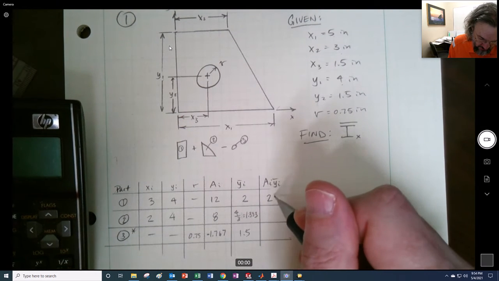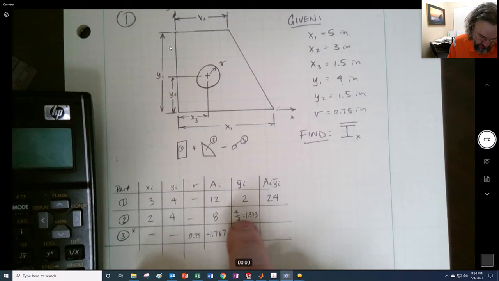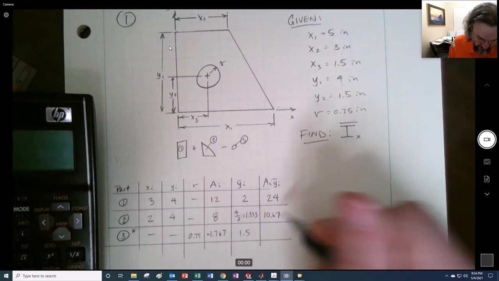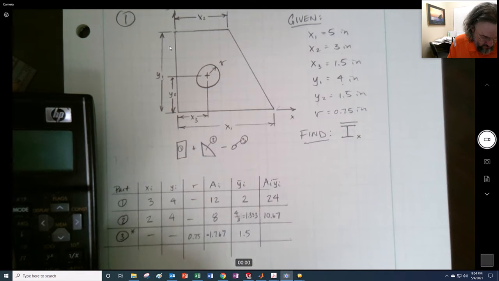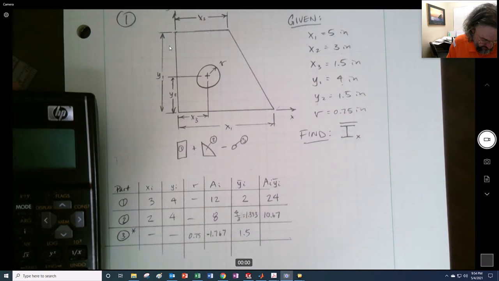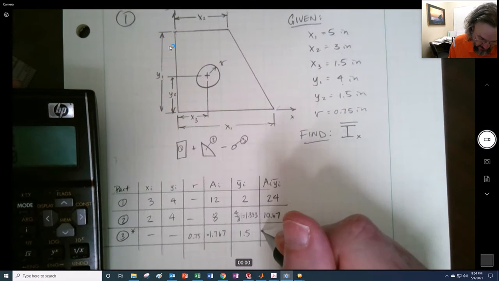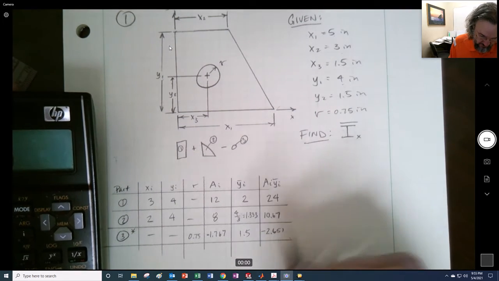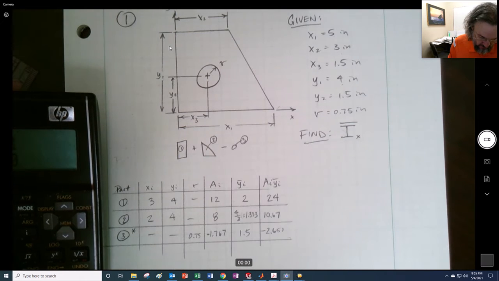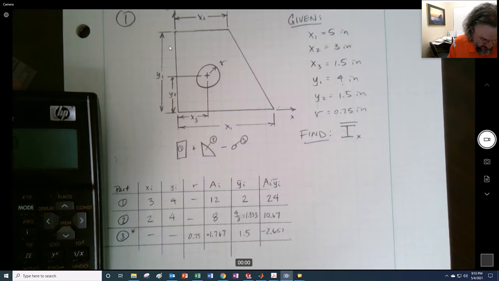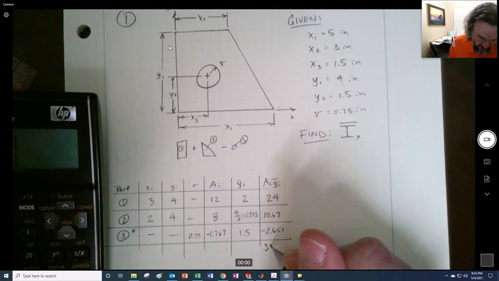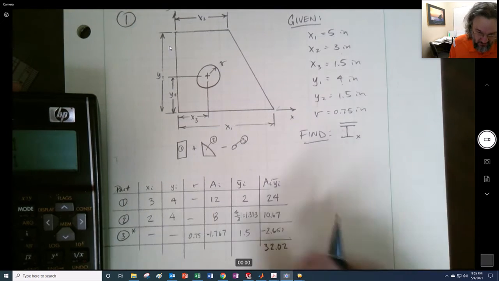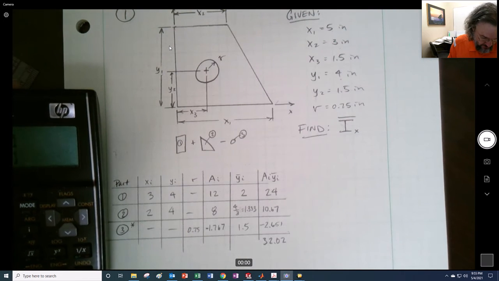All right, so let's multiply this. 12 times 2 is 24. And then this 1.3333 times 8 is 10.666667. And then 1.5 times that is a negative 2.651. Right. So if we add all of these up, first I'm going to subtract that out, and I'm going to add 24. So I get 32.02 or thereabouts.